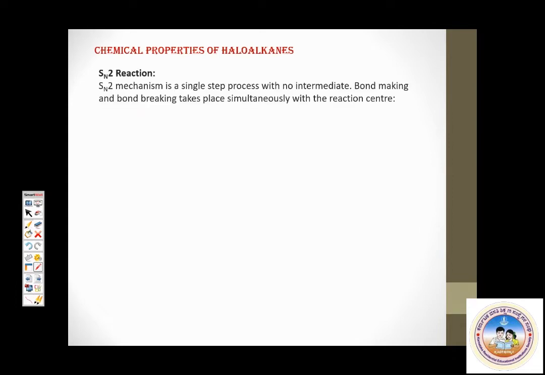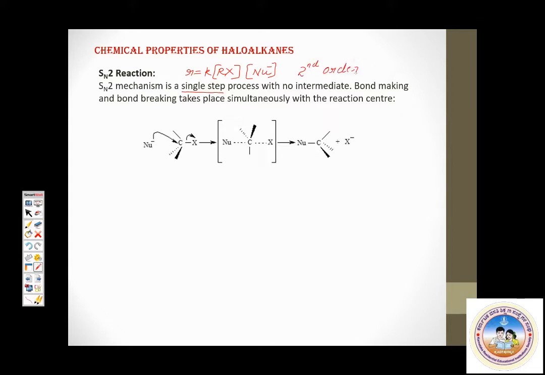Next, we'll take up the other alternative, and that is SN2 mechanism. It is substitution nucleophilic bimolecular. It is a single step process and it follows second order kinetics. It follows second order kinetics in the sense that the rate of the reaction depends not only on the concentration of the alkyl halide, it also depends on the concentration of the nucleophile. So I can write the rate equation like this. So from this, it's clear that it is a second order reaction.